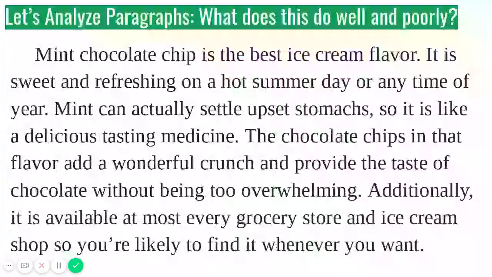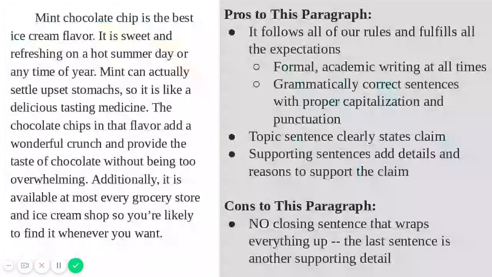Okay, well, I do know that now I really want some mint chocolate chip ice cream because I wrote this. But what does it do well? What does it do poorly? Well, pros, good things. It follows all of our rules and fulfills the expectation. It's got formal academic writing. It's got grammatically correct sentences with proper capitalization and punctuation. The topic sentence clearly states the claim that mint chocolate chip is the best. And the supporting sentences add details and reasons to support the claim.